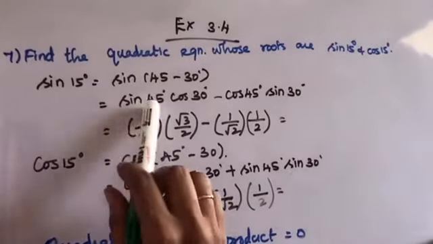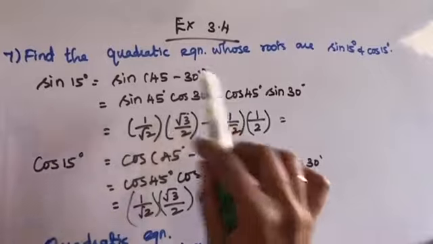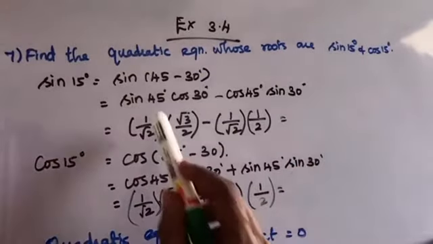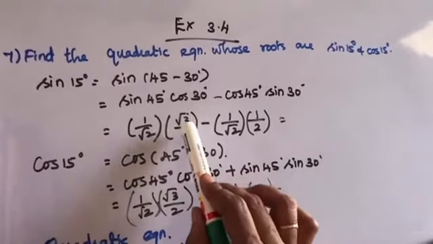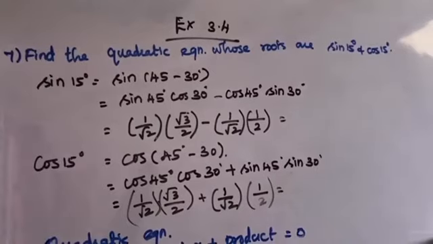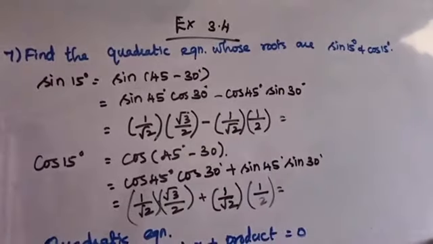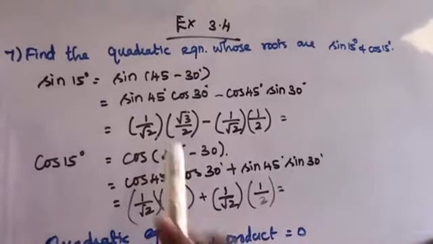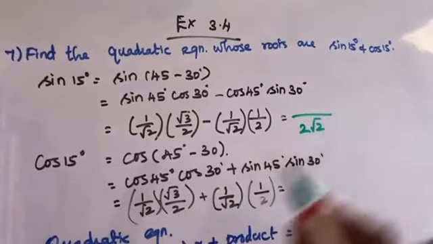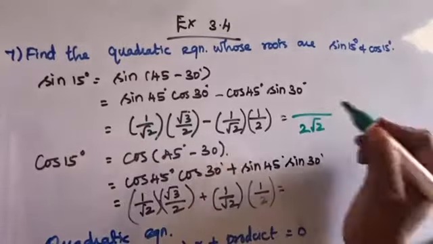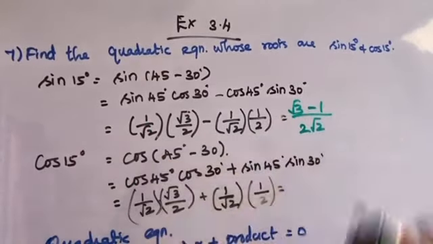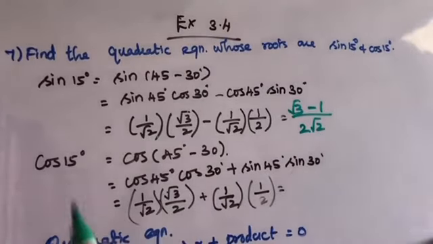So, sin 45 cos 30 minus cos 45 sin 30. What is the value of sin 45? 1 by root 2. Cos 30 is root 3 by 2, minus cos 45 is 1 by root 2 and sin 30 is 1 by 2. Here in both the terms the denominator is 2 root 2. What about the numerator? Here root 3 into 1, so it is root 3, minus 1 into 1, it is 1. Now next, cos 15.